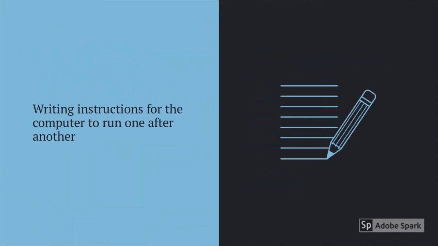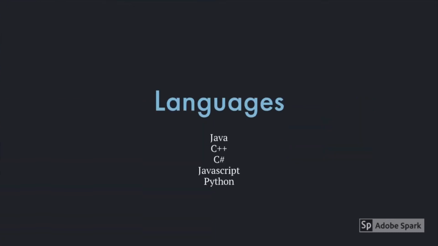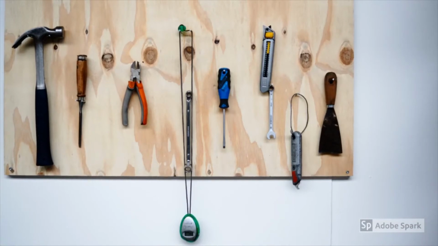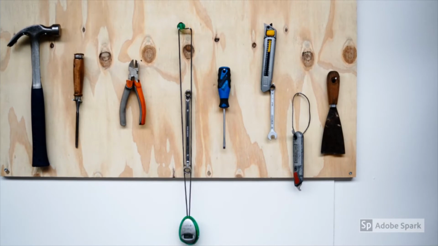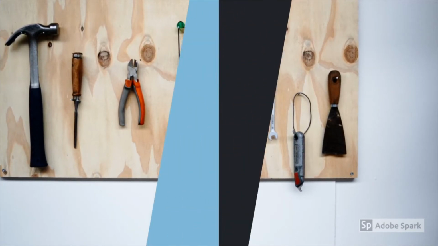So what is coding? Simply put, coding is just basically a list of instructions that you write that the computer runs one after another. Now you probably already heard of the different languages you can use to program or code, such as Java, C++, C#, JavaScript, Python. You can think of the different languages as different tools to get the job done, and you always want to make sure you use the best tool for the job.